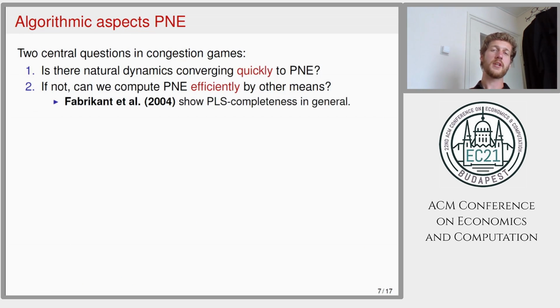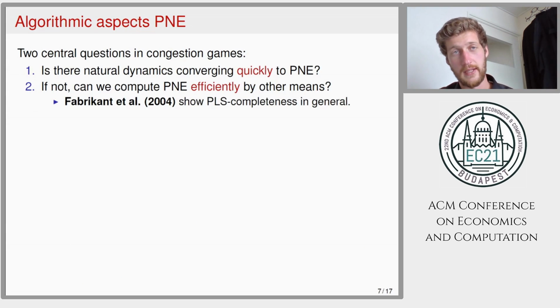Okay, now congestion games have been studied extensively in the last 20 years in the area of algorithmic game theory, and two of the most central questions that have been studied intensively are: first of all, is there natural dynamics that converge quickly to a pure Nash equilibrium? So you might think of better response dynamics or best response dynamics. And secondly, if such dynamics cannot be found, can we maybe compute a pure Nash equilibrium efficiently by other means?